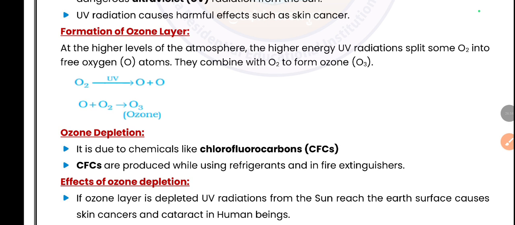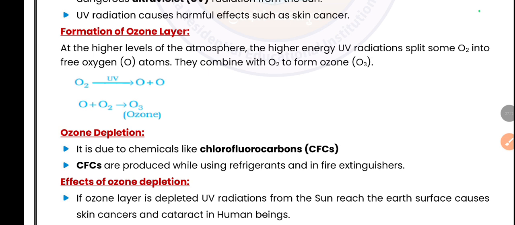Formation of the ozone layer: in the higher levels of the atmosphere, high-energy UV radiation splits some O2 into free oxygen O atoms. They combine with O2 to form ozone, O3. So O2 with UV rays gives O plus O, then O plus O2 gives rise to O3.